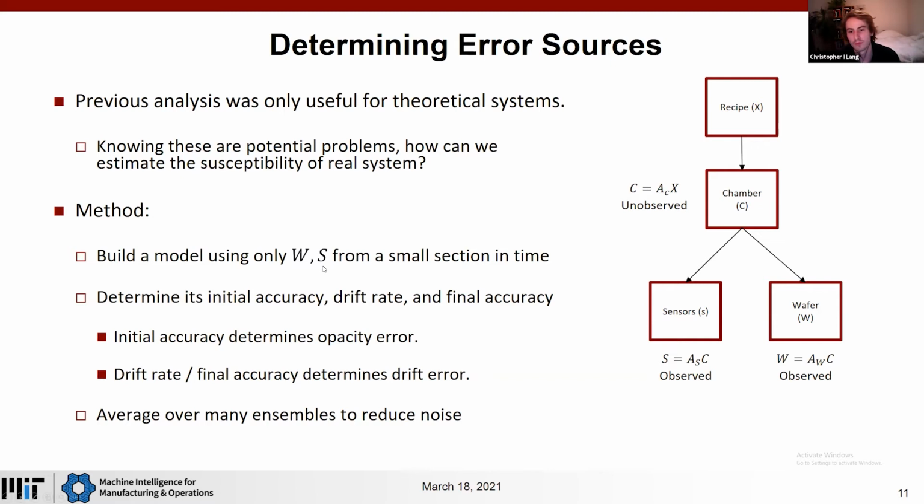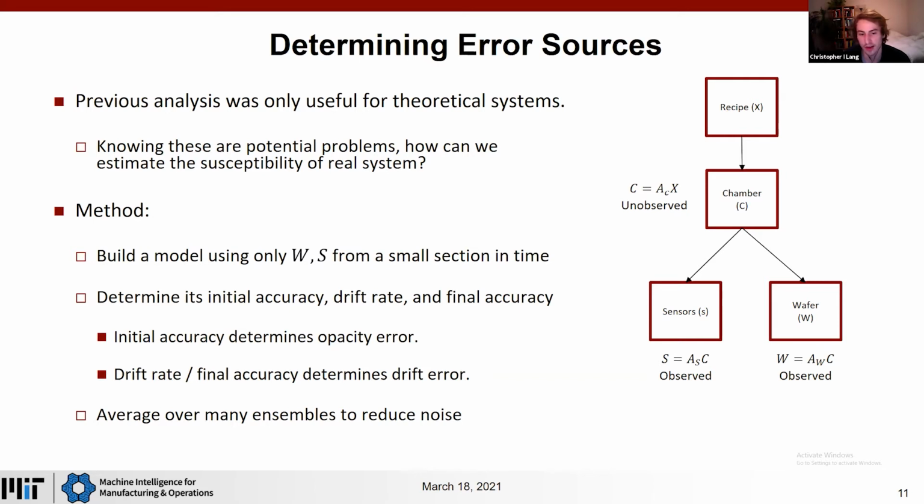And one method for figuring this out is pretty simple. Again, it assumes that we have the correct model form, but we could build a model for W as a function of S from just a small section in time, figure out its initial accuracy, how quickly the model drifts, and the final accuracy. And here, this initial accuracy will determine the opacity error. So if you have built a model just from that section, it's basically the training error.